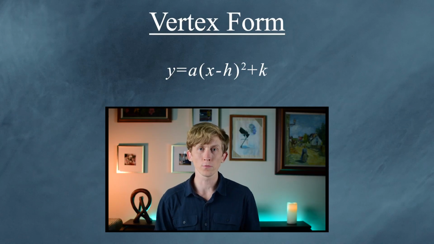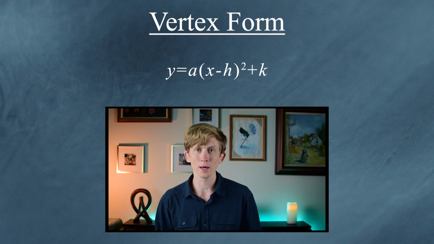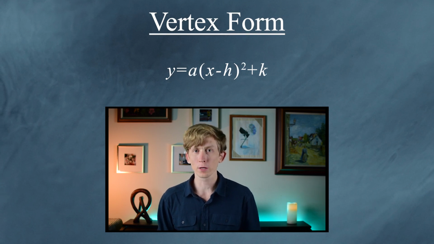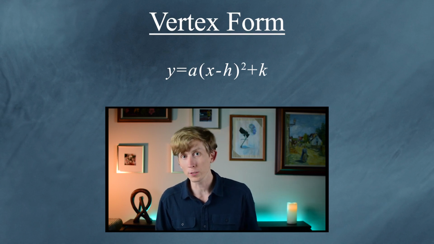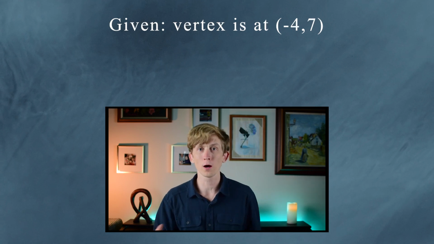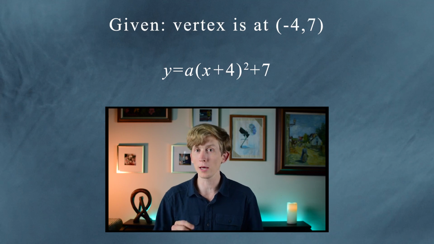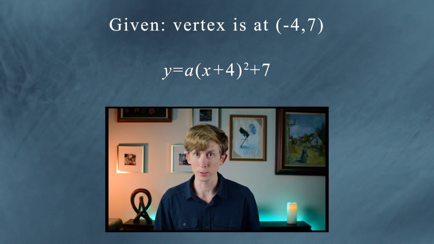The last form of quadratic equations you need to know is vertex form: y is equal to a times x minus h squared plus k. Be prepared to write a quadratic equation in this form when given the vertex. For example, if you know that the vertex is (negative 4, 7), then the function is of the form y is equal to a times x plus 4 squared plus 7.